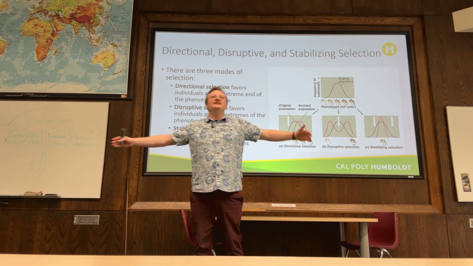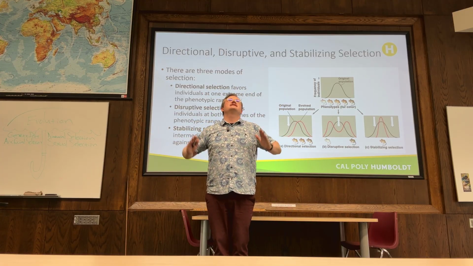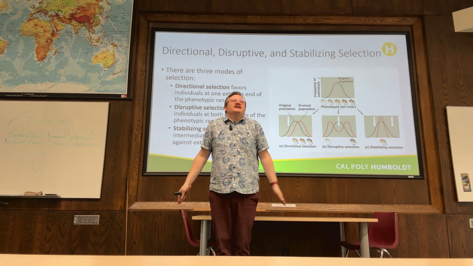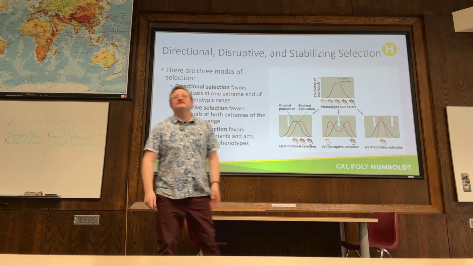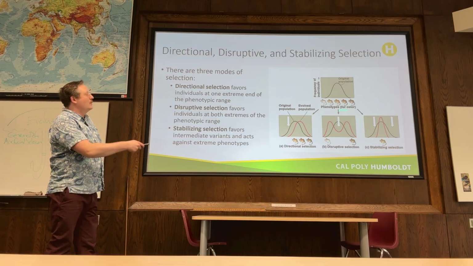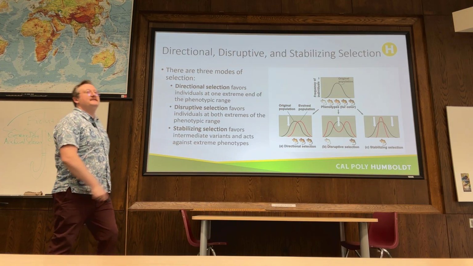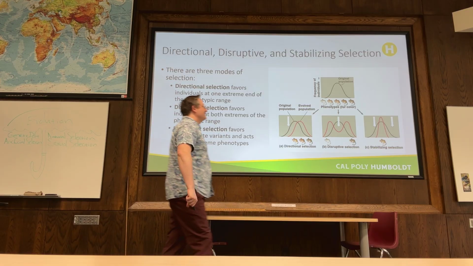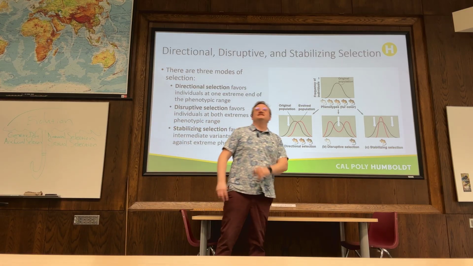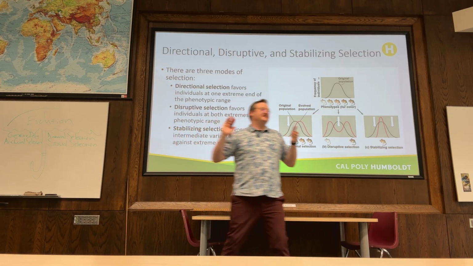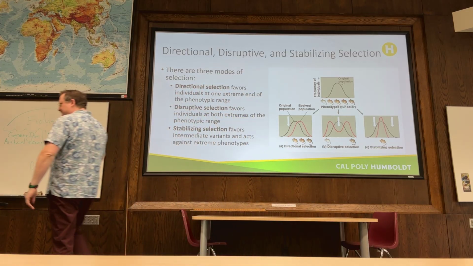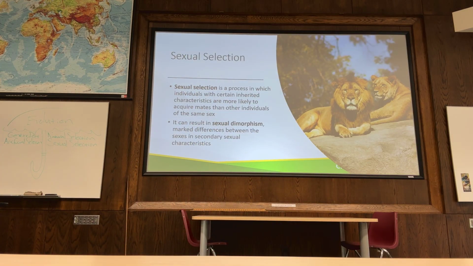Sometimes you have stabilizing selection where the common phenotype becomes more and more common, so there are fewer individuals at the extremes. Sometimes you have disruptive selection where the intermediate, most common phenotype is actually selected against, so you get more individuals on the extremes. Sometimes you have directional selection where the population shifts towards one of the more extreme phenotypes. Solid. I don't have an exam question about that, I promise.